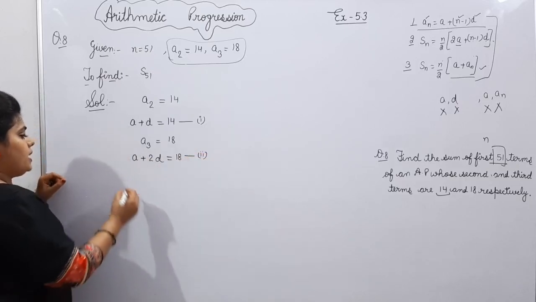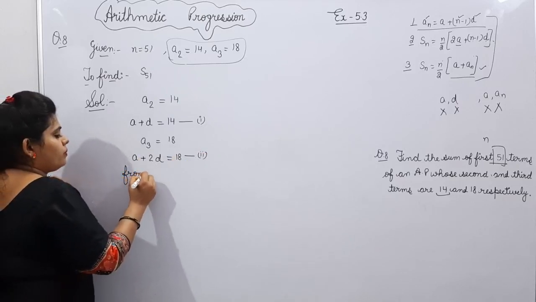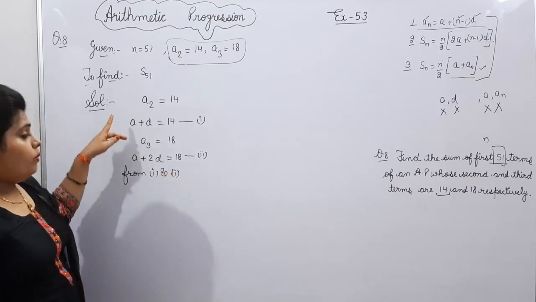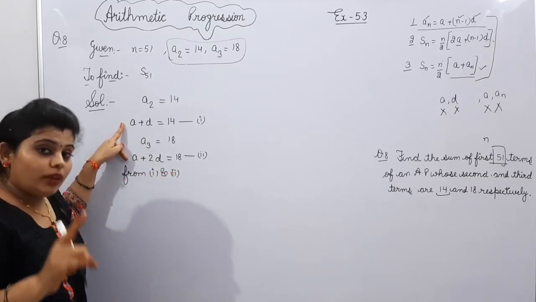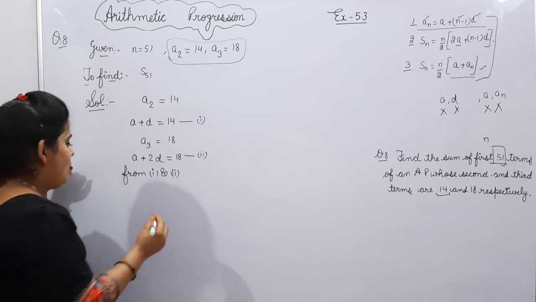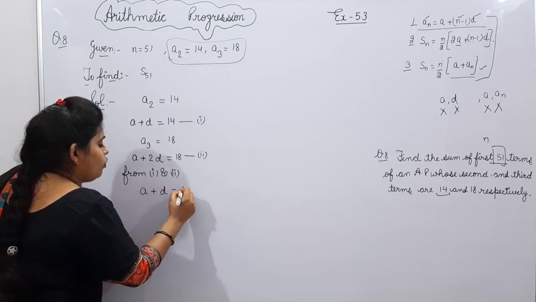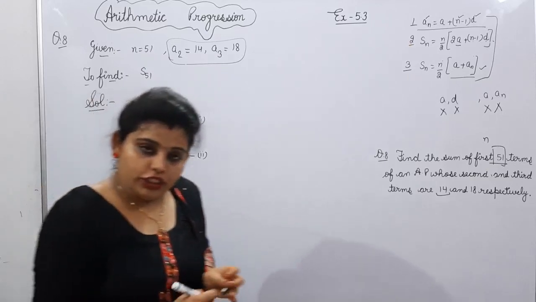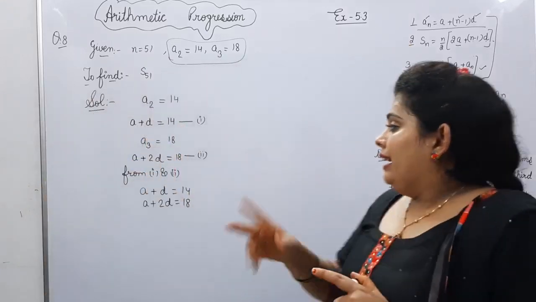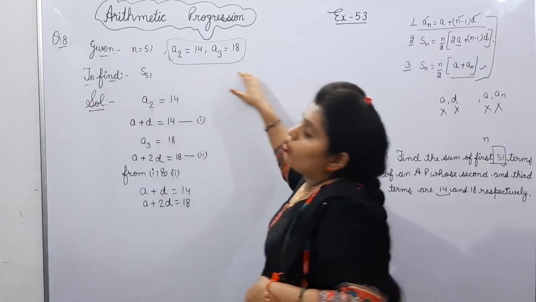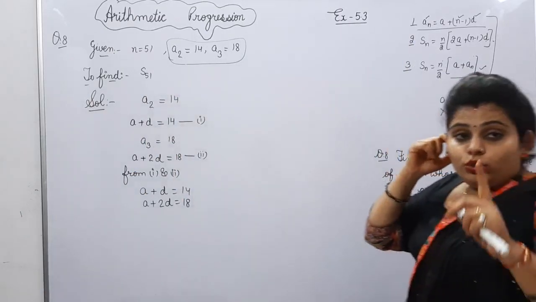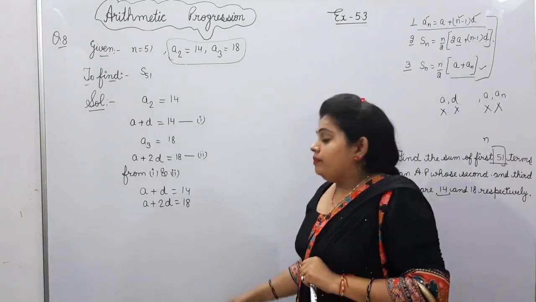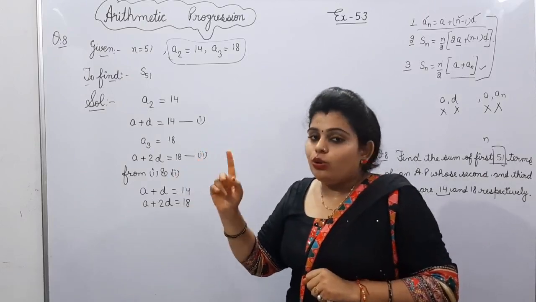So from the first and second equations, we get a pair of linear equations in two variables: a plus d is equal to 14 and a plus 2d is equal to 18. Using these equations, we have to find the values of a and d, because for finding Sn both are required. So recall your chapter number 3, pair of linear equations in two variables: elimination method, substitution method, cross multiplication method.